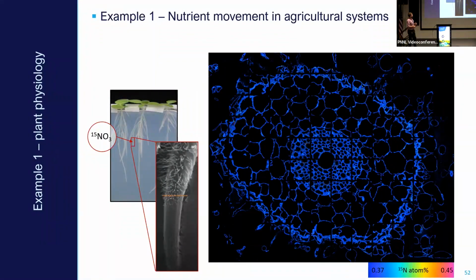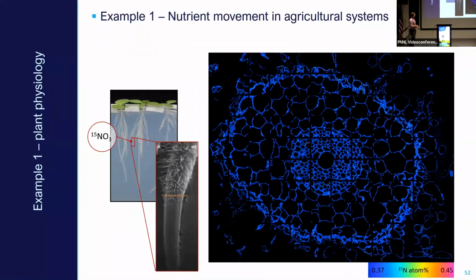In that respect, this root section here is obviously a cross section. You can see some of the root hairs here on the outside. It's after 2 hours of the 15 nitrate. It's not particularly clear here, we'll zoom in in a second. But the accumulation of the 15 nitrogen was evident in the stele of the plant, like you'd expect.